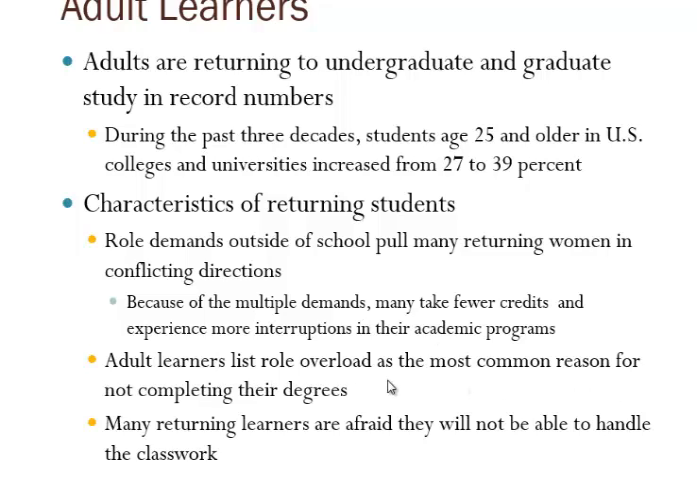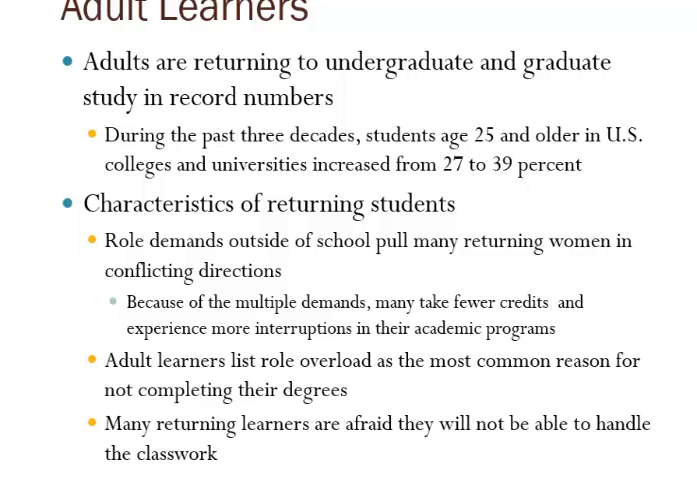Adult learners list role overload as the most common reason for not completing their degree. They've got families, they've got issues, and they just simply can't handle it for whatever reason. Many returning learners are afraid that they won't be able to handle the classwork also. A 21-year-old going to college or an 18-year-old going to college has been in school for the last 15 years, and they're used to going to school.